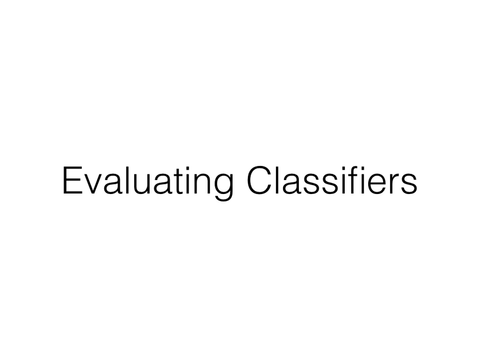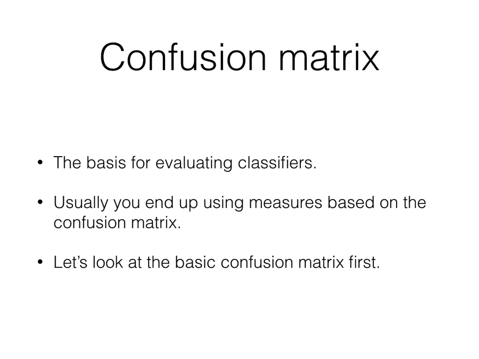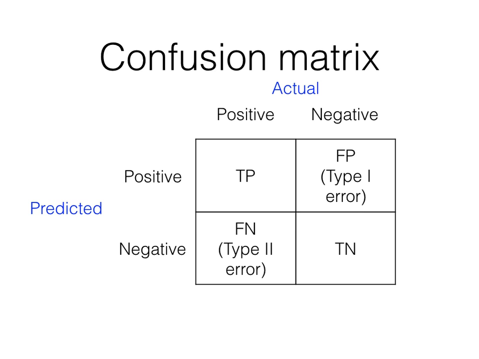So first off, looking at evaluating classifiers. Well, the basis for evaluating all classifiers is using something called a confusion matrix. And usually we end up devising measures that are based on the values that are in the confusion matrix. So let's look at the basic confusion matrix first off. Hopefully you won't find it too confusing. Now, here's our confusion matrix.